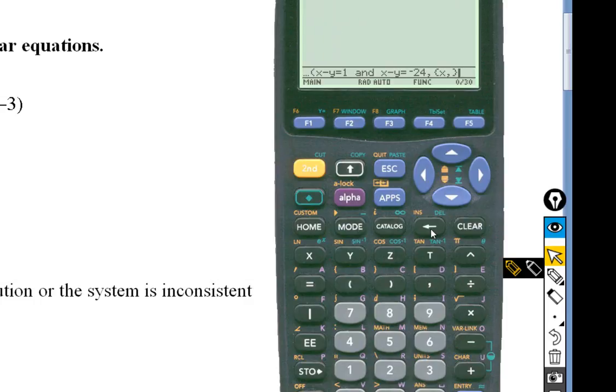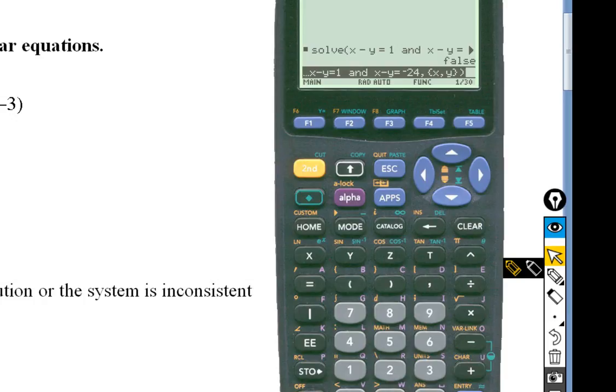So hit second, y, second, close parentheses. Okay. So again, if you don't enter the parentheses or you forget a variable, it'll tell you there's something wrong. So you have to go back and check your work.